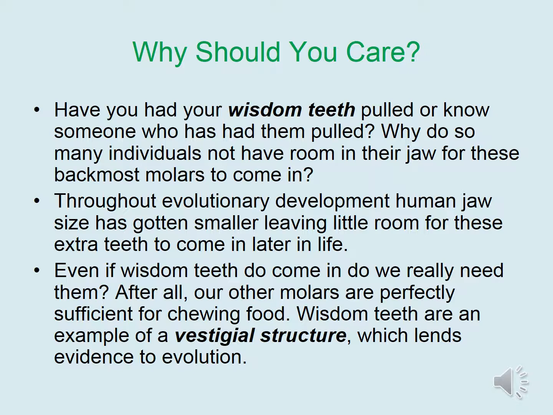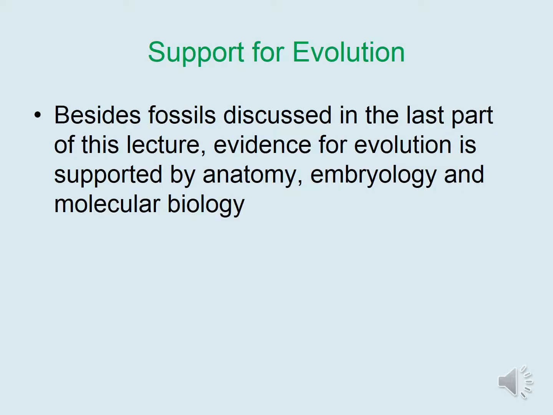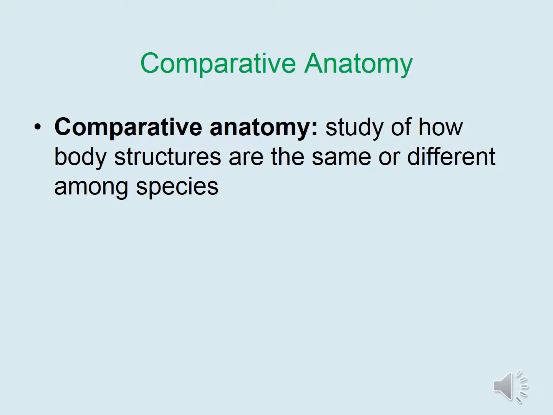Wisdom teeth are an example of a vestigial structure, which lends evidence to evolution. Besides fossils discussed in the last part of this lecture, evidence for evolution is supported by anatomy, embryology, and molecular biology. We begin with comparative anatomy, which is the study of how body structures are the same or different among species. Comparative anatomy literally refers to comparing the anatomy among different species.